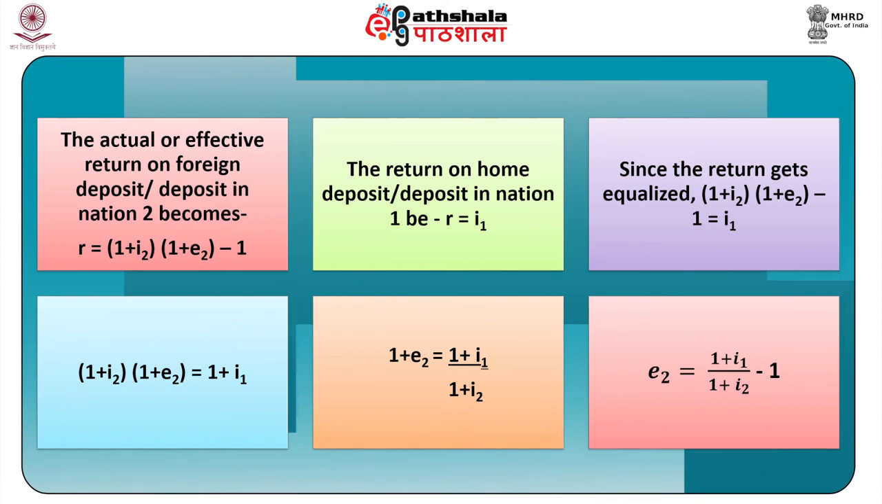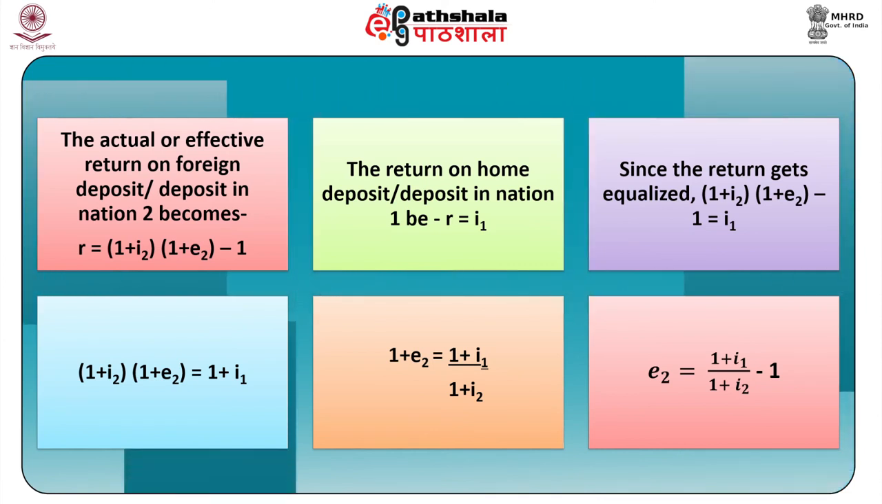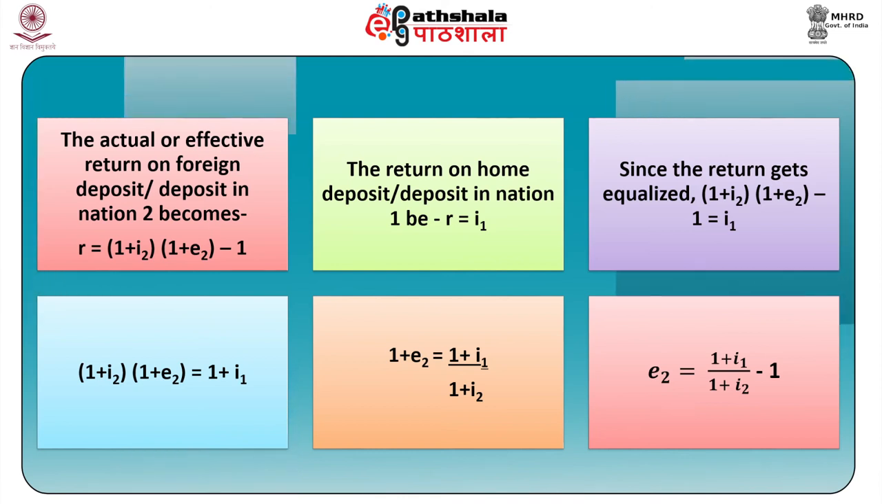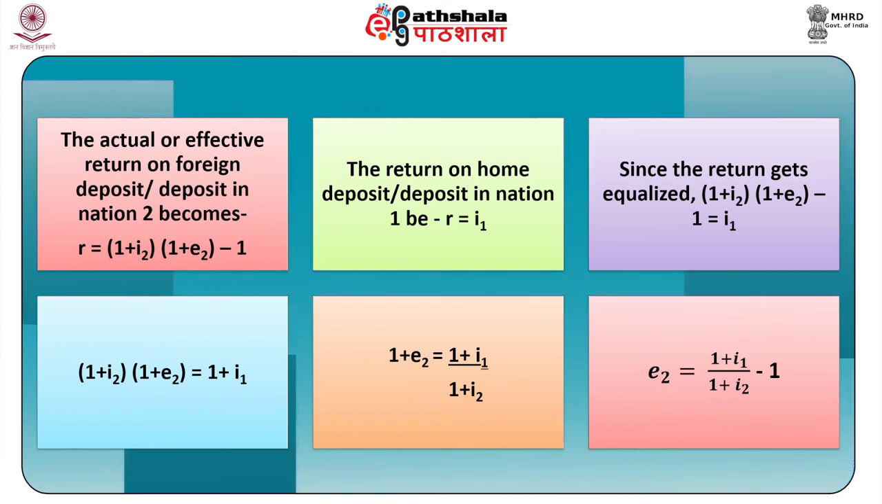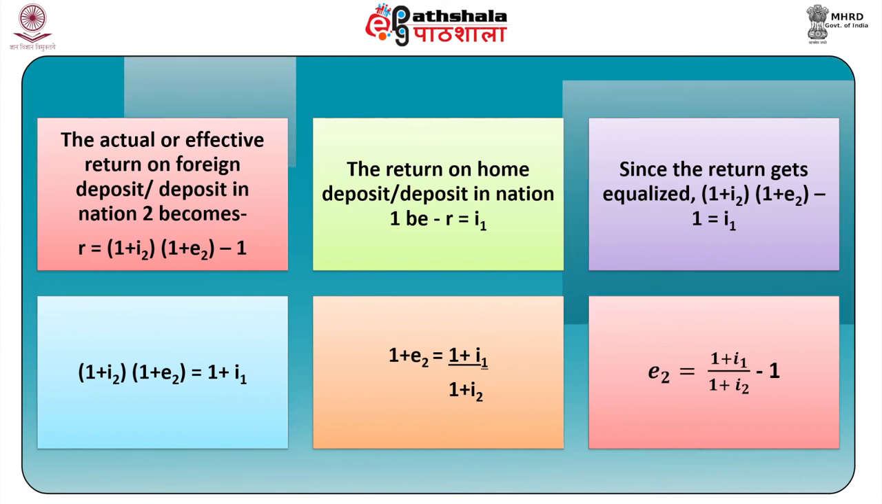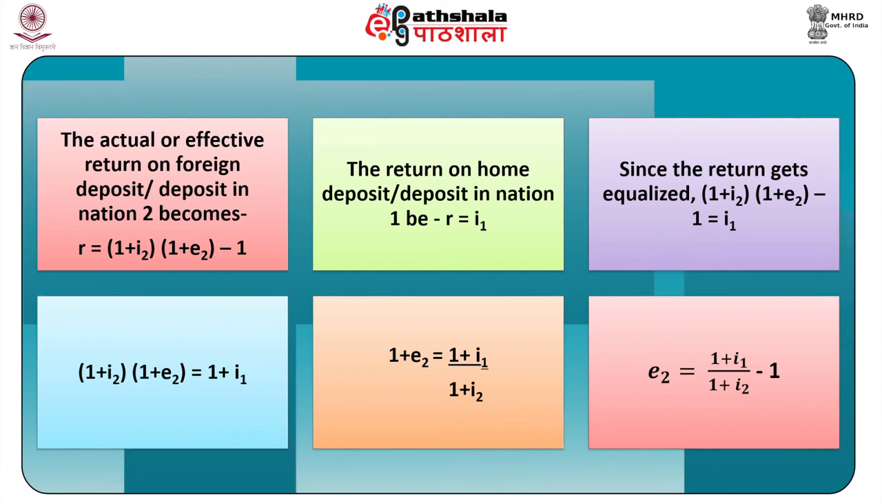Since the returns get equalized, (1 plus I2) into (1 plus E2) minus 1 is equal to I1. That is, (1 plus I2) into (1 plus E2) is equal to 1 plus I1, which means 1 plus E2 is equal to (1 plus I1) divided by (1 plus I2), and E2 is equal to (1 plus I1) by (1 plus I2) minus 1. According to the formula, when I1 is greater than I2, E2 will be positive. That is, as interest rate in the home country rises, foreign currency will appreciate to improve the return on foreign deposits. This simple formula can be used as approximation when the interest rate differential is small: E2 is equal to I1 minus I2.